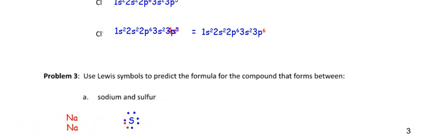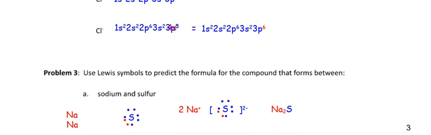So how do I predict that formula? Well, I have 2 sodiums and 1 sulfur. But what do I do there? I have to put brackets around it, and it has a -2 charge, doesn't it? So what would be my predicted formula? Ready? Well, if I need 2 sodiums and 1 sulfur, what's the formula? Na2S. Okay, that wasn't too bad, was it?